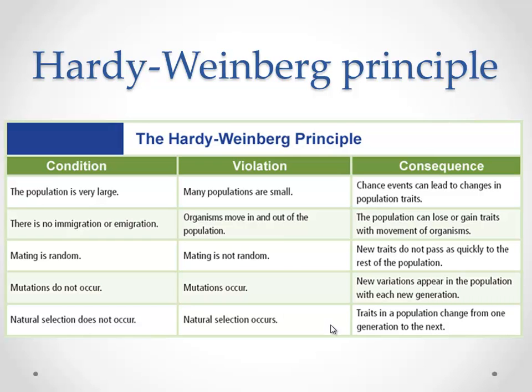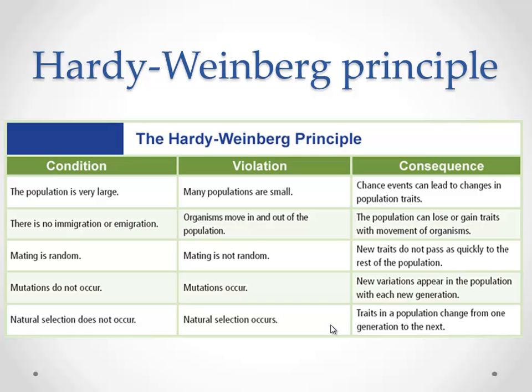The first condition is that the population is very large. Now, really, except for humans, there aren't too many populations that are very big. Most populations are actually very small. The second condition is that there's no immigration or emigration. Well, migration happens. Organisms move in and out of a population. Hardy-Weinberg said in order for those alleles to stay constant, that migration cannot happen.